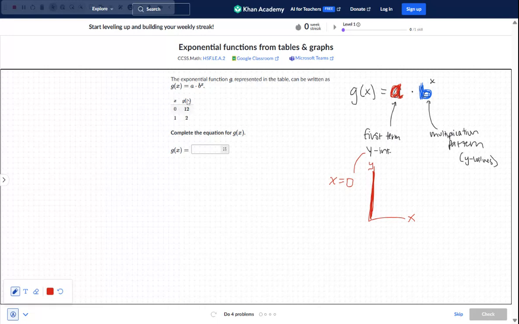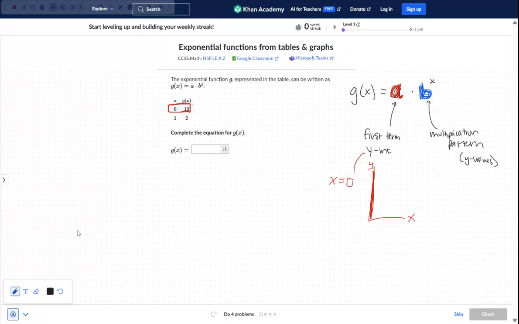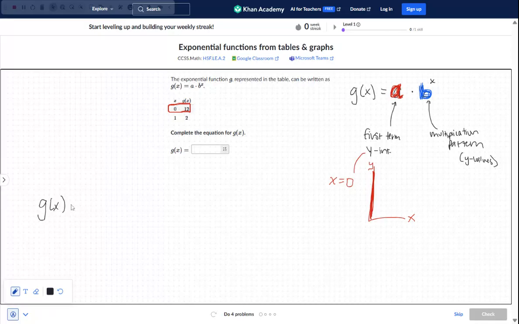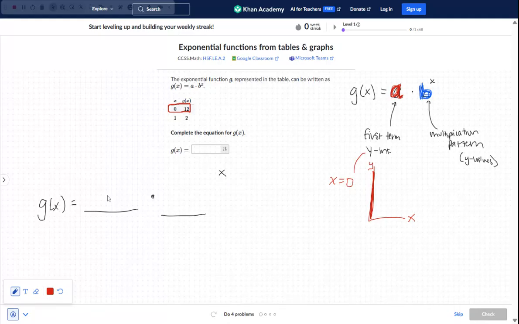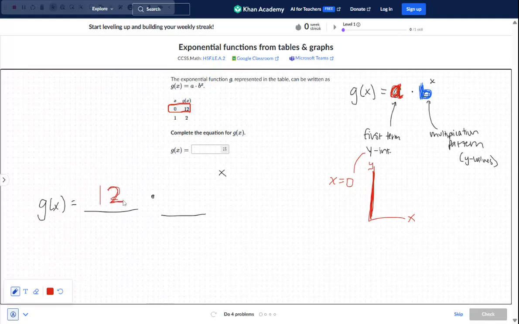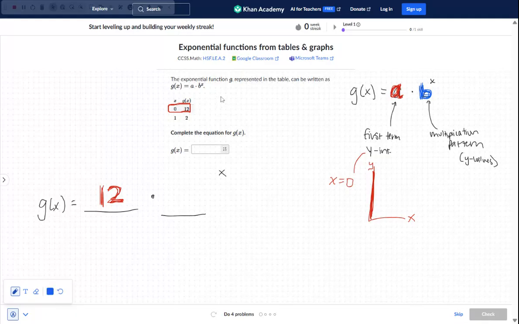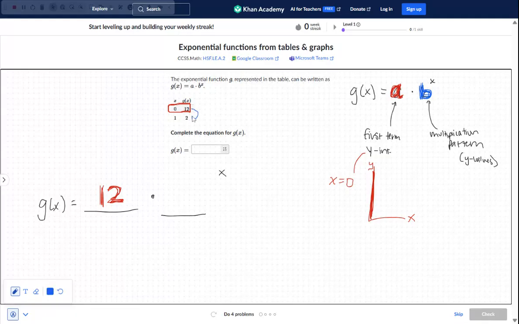So in this example, we're given a table and we notice x is 0 here and y is 12. And we're like, Mrs. A, is it really that simple? Yes, it is. So g of x equals blank times blank to the power of x. The a value is going to be just that 12. That's it. 12 times what? What is the pattern? How are we jumping from 12 to 2?